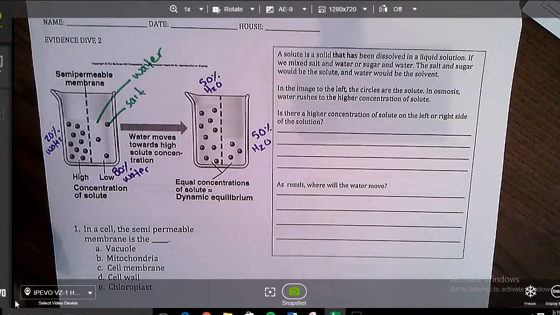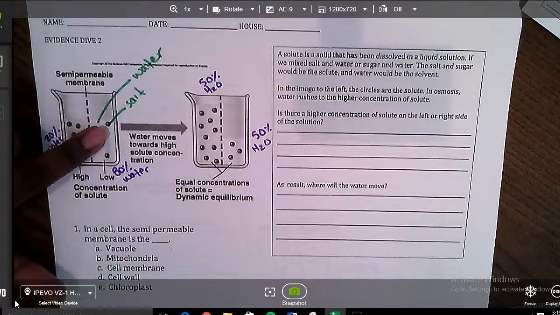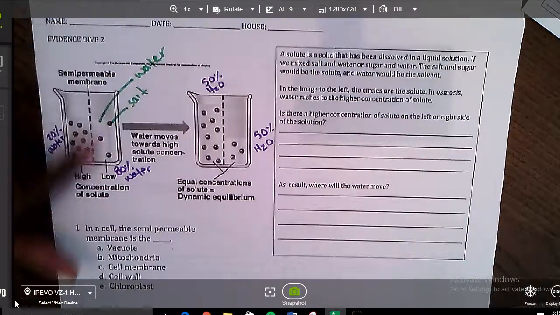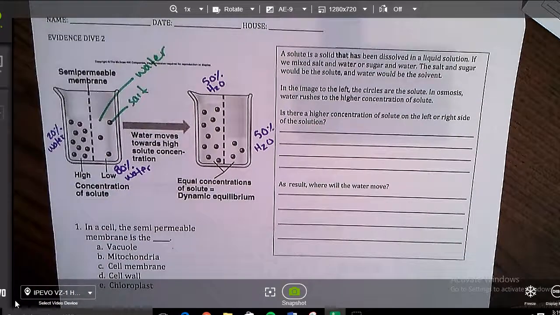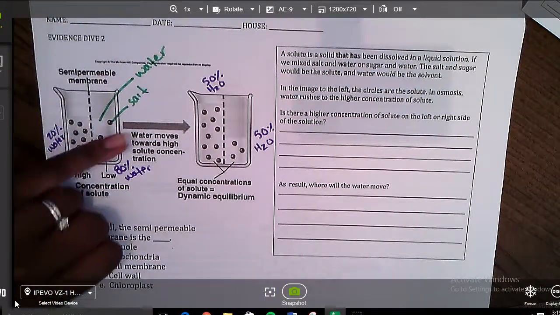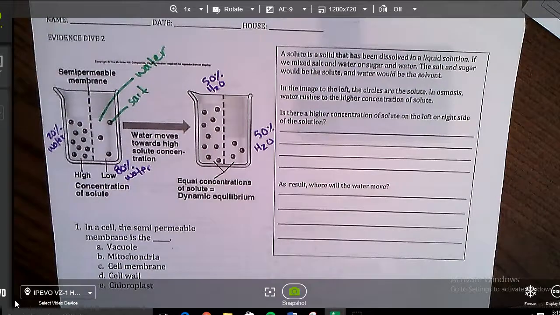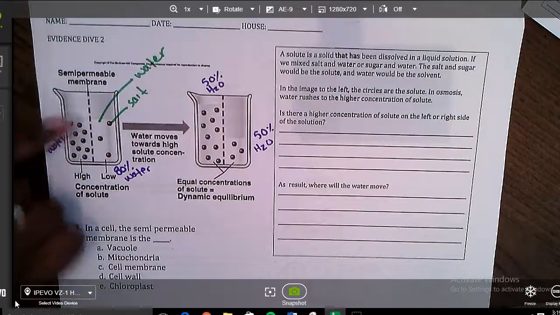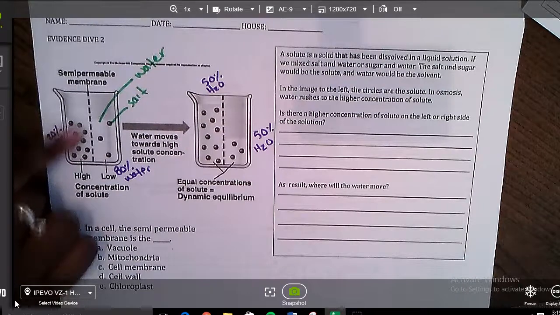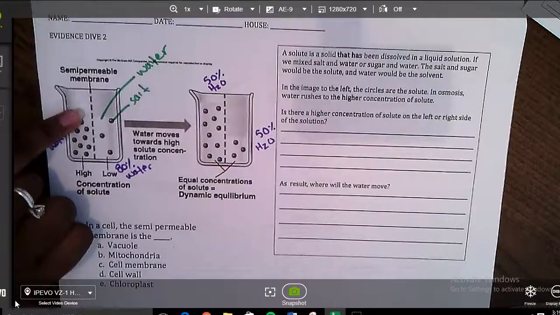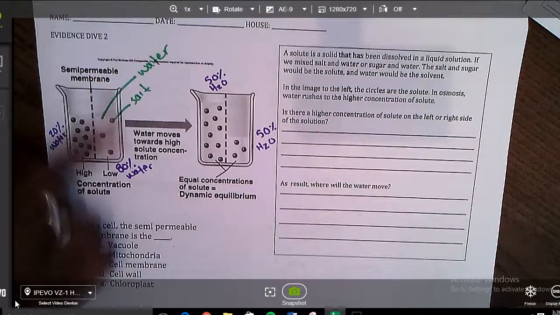I want you to label those on your paper as well. These tiny spheres are salt, and then the solution that the salt is in is water. So if you look on the left side and the right side, which side contains more salt? Excellent. We can see that there's more spheres over here. So this side is super salty, and on this side, it is super watery.